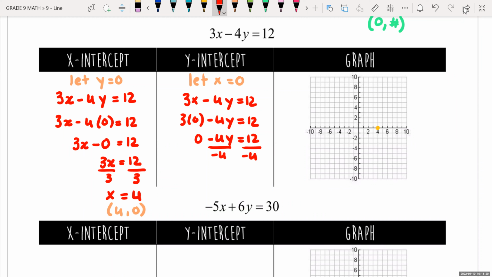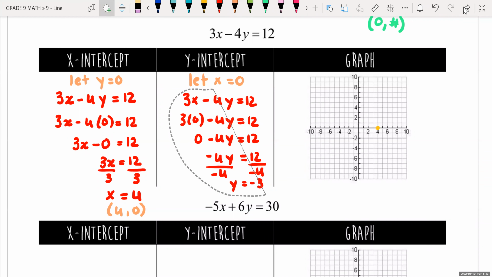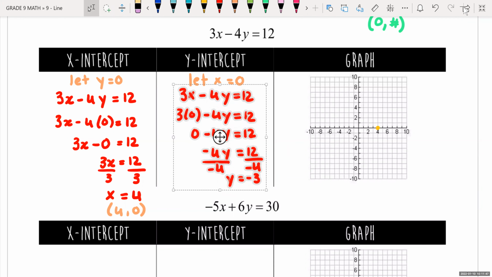Oh, I guess in the other question, I rewrote it, so let me do that so I'm consistent. So I just rewrote it as negative 4y is equal to 12. Divide both sides by negative 4. And simplifying, y is equal to negative 3. So that means, because we let x equal 0 and we figured out that y is negative 3, what do you think our point is going to be?